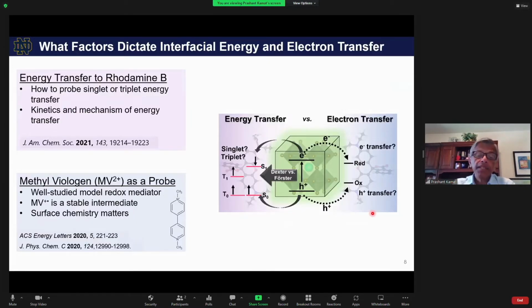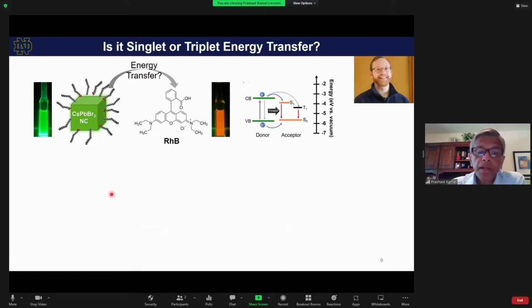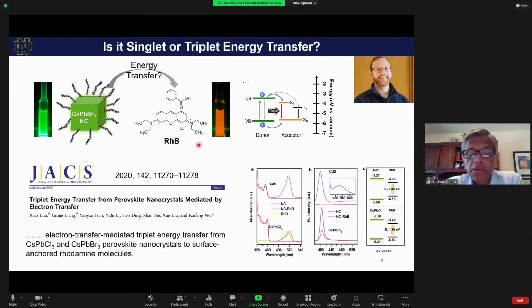Okay, this is the outline today. I'll give you two examples, one with the energy transfer to rhodamine B dye. Another one is electron transfer to methyl viologen that we are going to use as a probe. Okay, let's take a simple experiment, and this one, anybody can see it. Make cesium lead bromide nanocrystals and just add rhodamine dye. And then you can see the emission mainly dominates from the rhodamine dye.